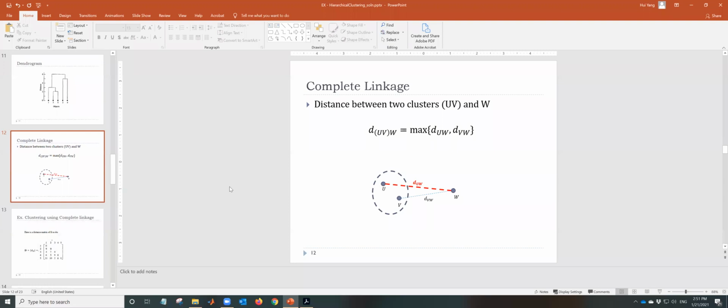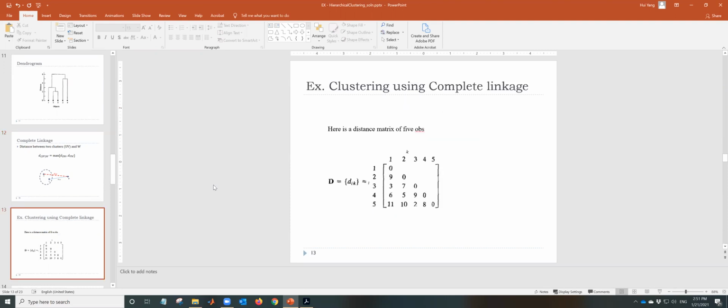But if you are interested in using other linkage, for example, complete linkage. Complete linkage is the maximal distance from any member of one cluster to any member of the other cluster. Then we use that to be the distance between two clusters. And same, I put the answer here, and you can check it out.